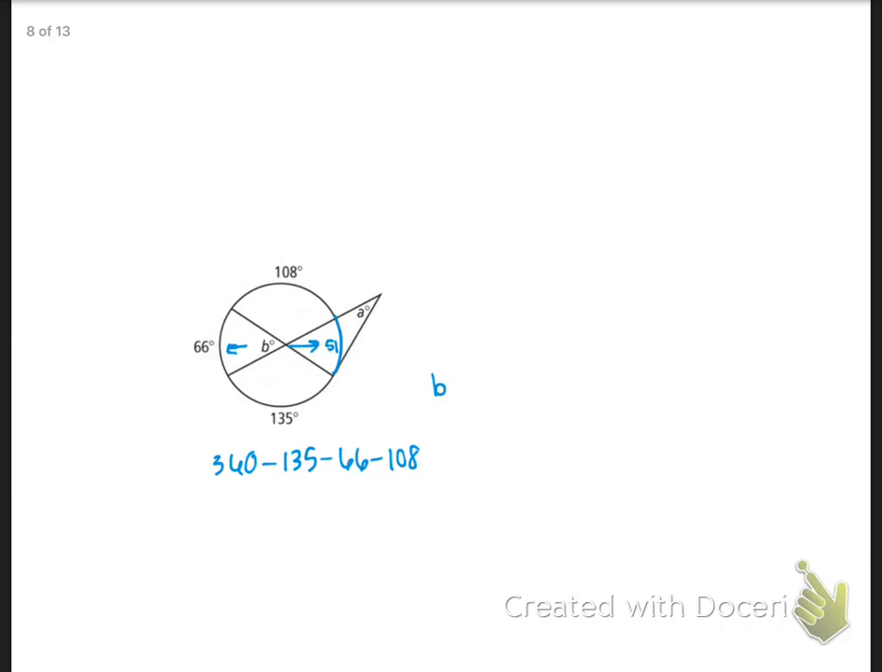So angle B is on the inside, so I'm going to add the arcs it opens up to. So I have those arrows. So 66 plus 51. Okay, so if I do that, the measure of angle B is going to be 58.5.